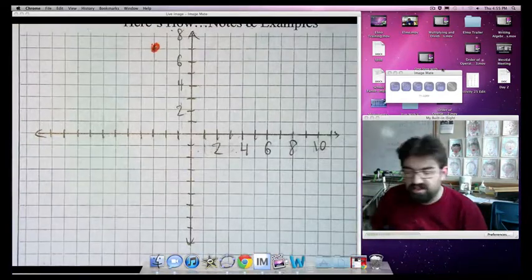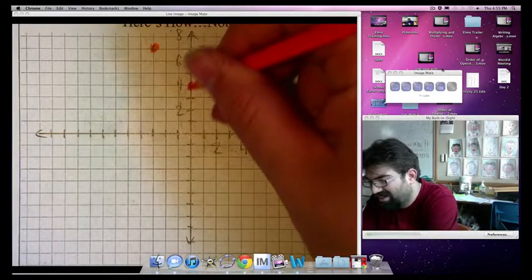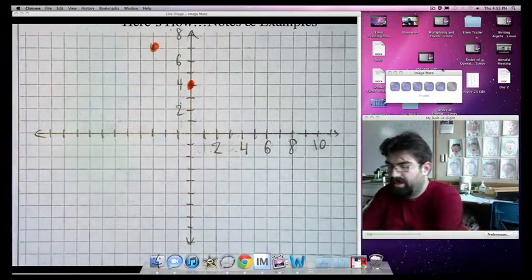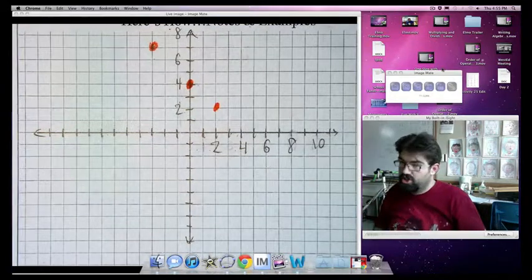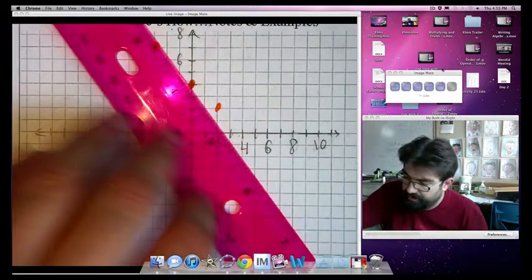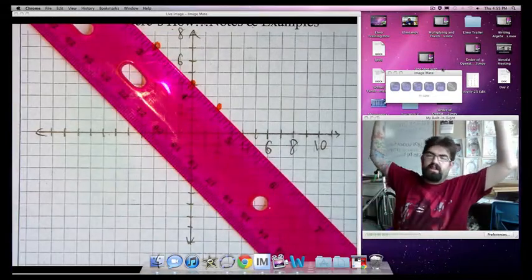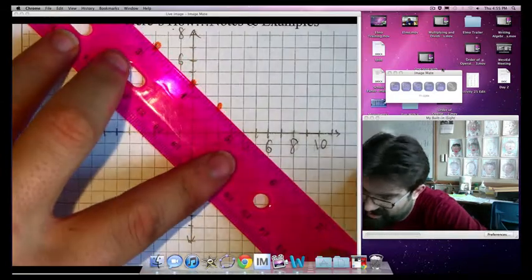Okay. Next point is 0, 4. Yeah, I'm looking at my table, by the way. You should be looking at your table. Make sure I said that correctly. 0, 4. Here's another point. And my last point I got on my table is 2, 2. It is just called 2, 2. Ruler check. I take my hand away. I make sure, yep, that looks like a straight line. All the dots are there. Yes.